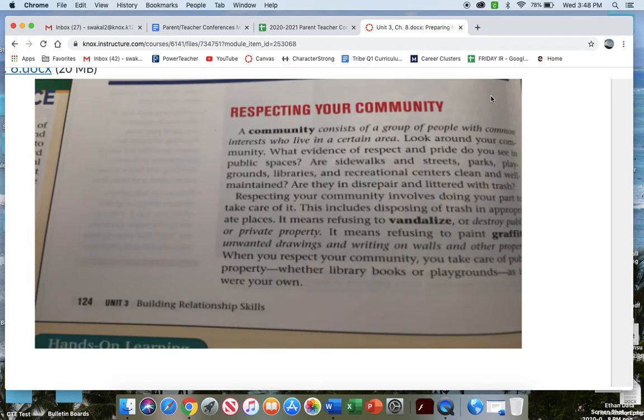Respecting your community involves doing your part to take care of it. This includes disposing of trash in appropriate places. It means refusing to vandalize or destroy public or private property. It means refusing to paint graffiti, unwanted drawings, and writing on walls and other property. When you respect your community, you take care of public property, whether library books or playgrounds, as if it were your own.